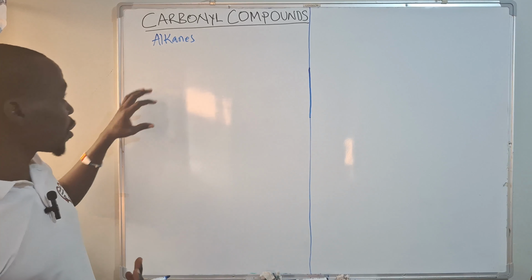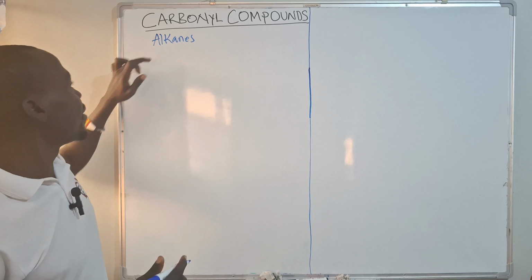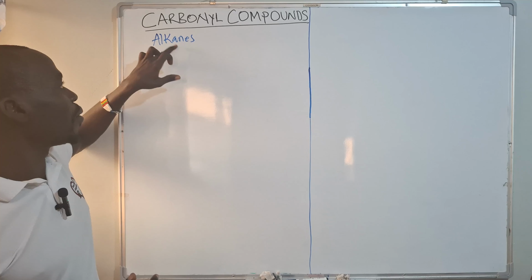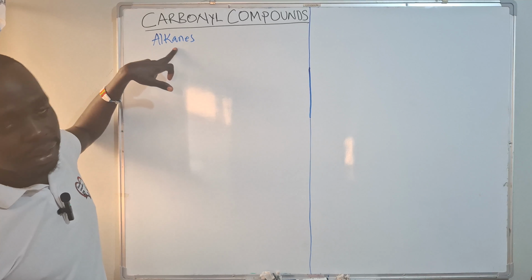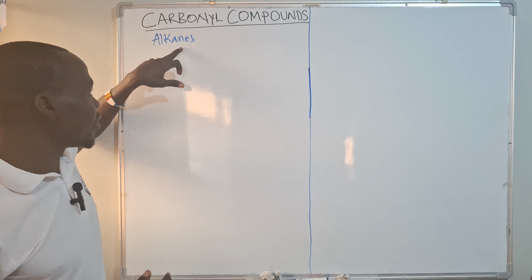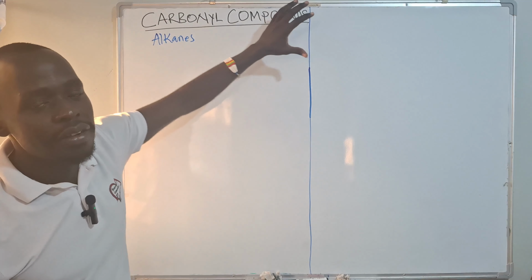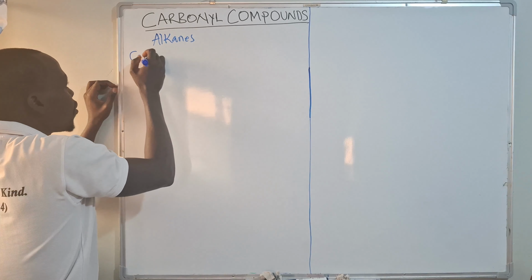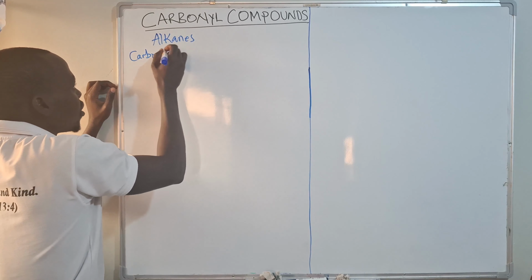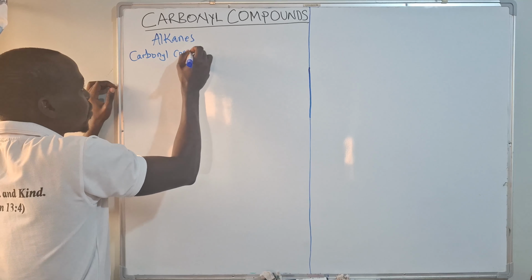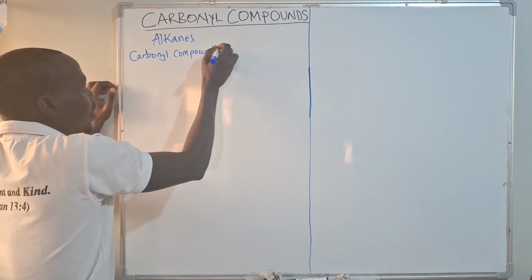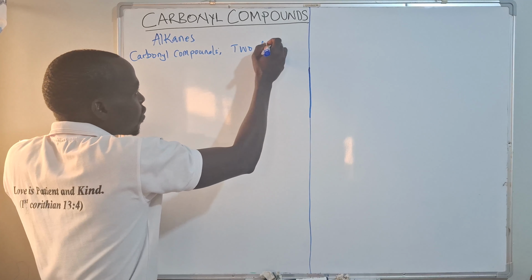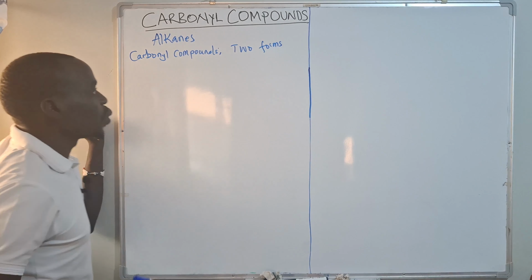But now we are saying most of these organic compounds are derived from alkanes. Sometimes they are called alkane derivatives. So if they are derivatives of alkanes, then these carbonyl compounds are also derived from them. Now, when we say carbonyl compounds, they are in two forms. Someone can say they are in two classes.